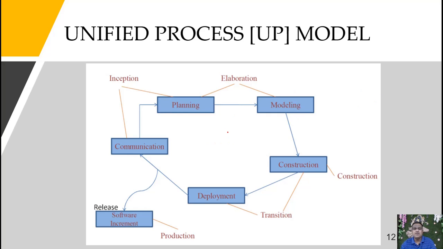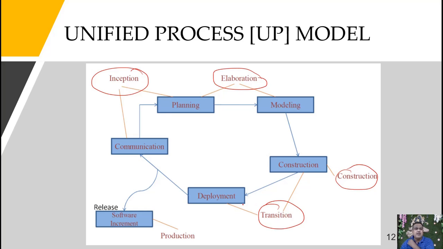So this is the diagram for the UP model: planning, modeling, construction, deployment, communication. These things combine with each other, forming the inception phase; planning and modeling forming the elaboration phase; then the construction phase and the transition phase. And definitely at the time of software release, a software increment will be found. This is called the production phase. All right.